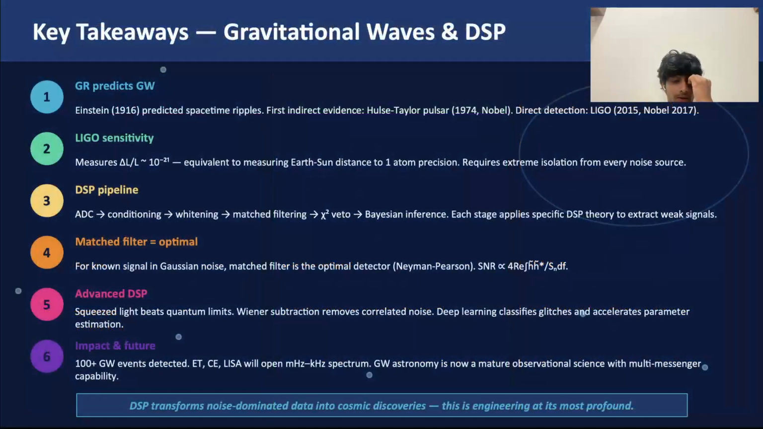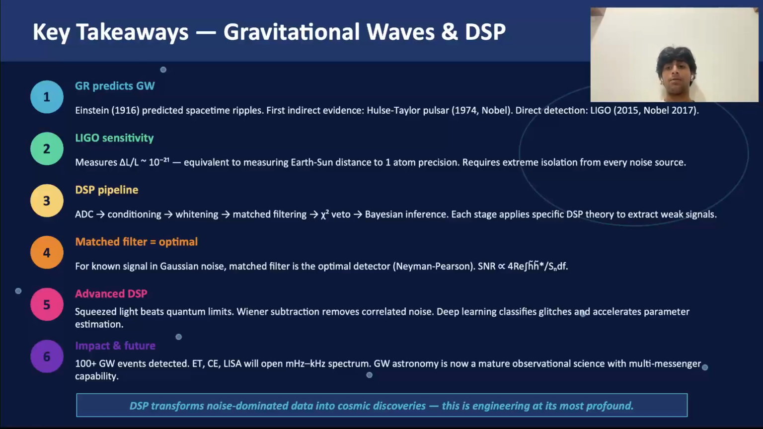Now we've come to the end of the video, and let's bring this home and understand what we've talked about throughout the video. In the start, Einstein had predicted gravitational waves in 1916 from the geometry of accelerating masses. In 2015, we measured them, a strain of 10 to the minus 21, a displacement 1,000 times smaller than a proton, across a 4-kilometer arm.